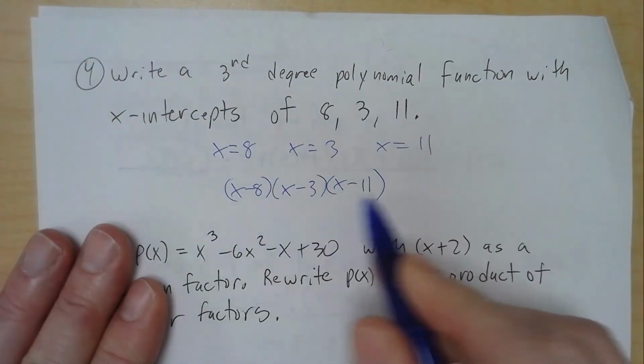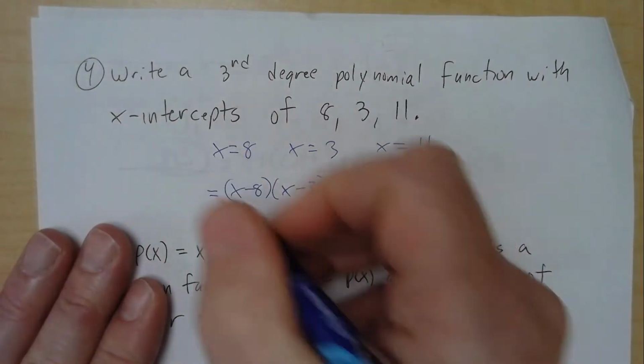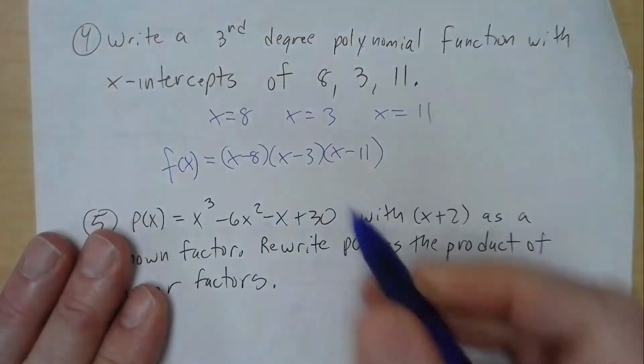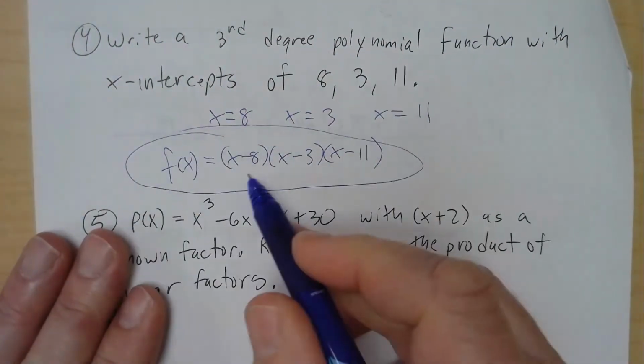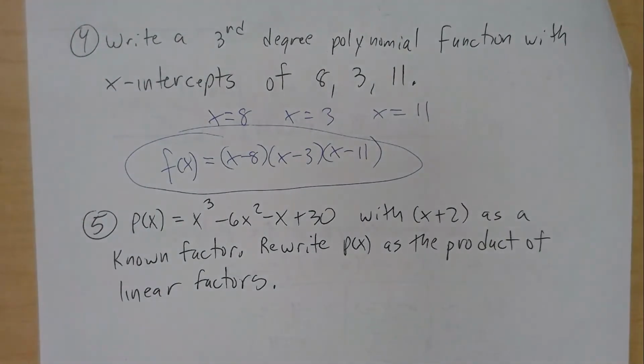Okay, so those would be the three factors that would give you these 3 zeros of the function. And then we'll just throw a p of x or an f of x, whichever function you want to call it. If you multiplied it out, it would be in standard form. But we don't need to multiply it out. We just need to know an equation that would satisfy it.